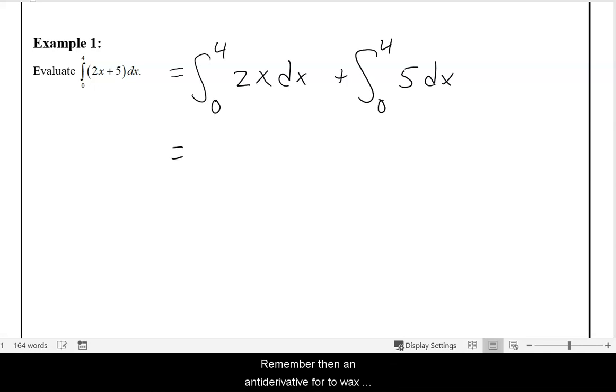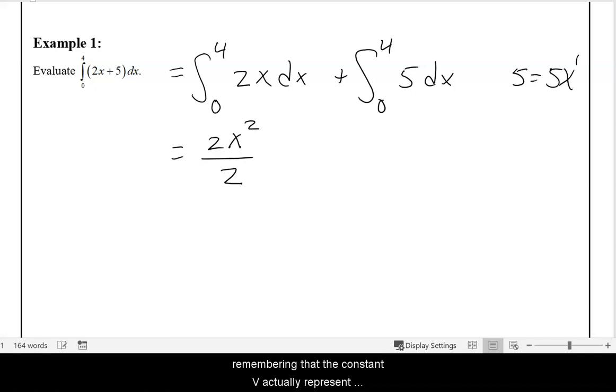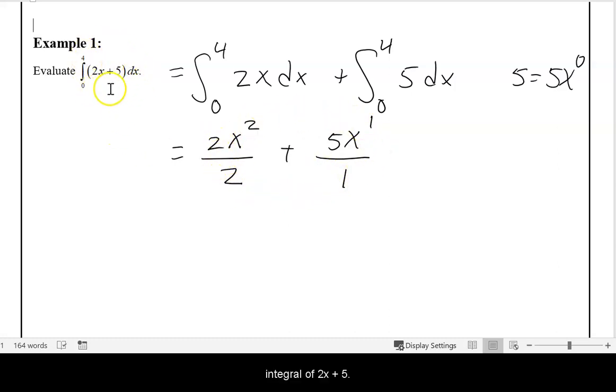Remember that an antiderivative for 2x applies the power rule for integrals. We increase the power by 1 from 1 to 2, and then we divide by the new power, which is 2. We can accomplish the same thing for the constant, remembering that the constant 5 actually represents 5x to the 0 power. Increasing the power by 1 will make it x to the first. Then we divide by the new power 1. In this case, this is an antiderivative of the original integrand, 2x plus 5.